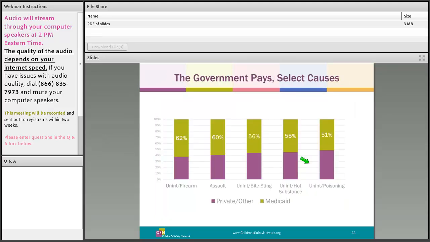Here's another question. What's the government spending in terms of Medicaid on injury? In general, the contribution of Medicaid to injury medical spending is usually about 1/3, but these are presented as the most significant contributions of Medicaid to these injuries: unintentional firearms, assault injuries, bites, stings, hot substances, and poisonings.